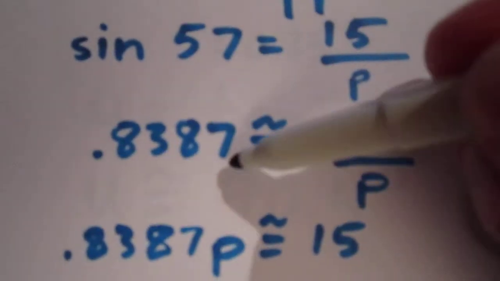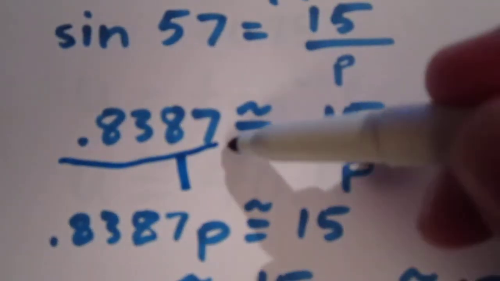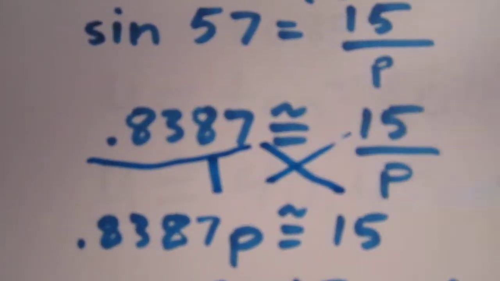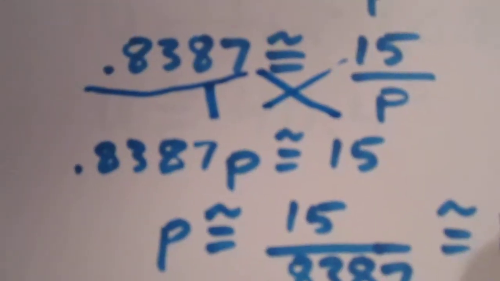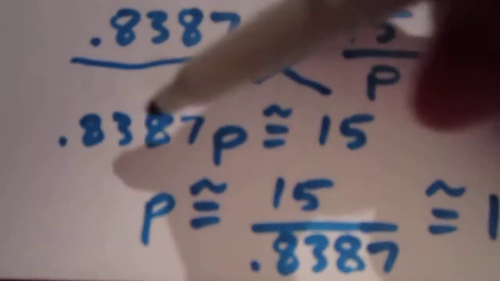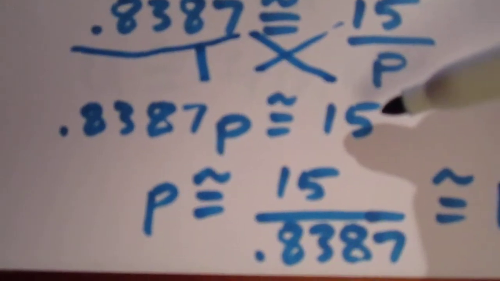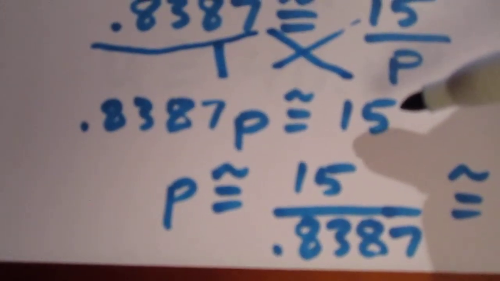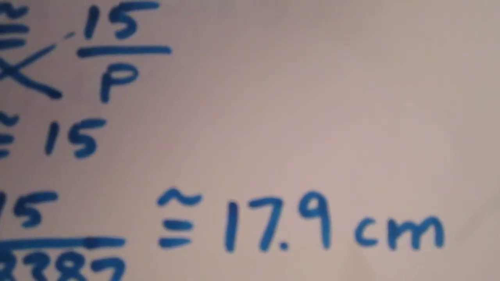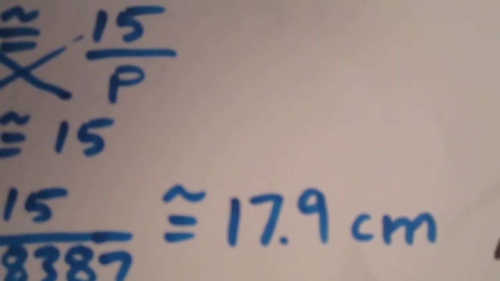We can cross multiply. 0.8387 times p is going to equal 1 times 15, approximately, which means that p will approximately be 15 divided by 0.8387, and 15 divided by 0.8387 is approximately equal to 17.9 centimeters. One more question in this context is right here.